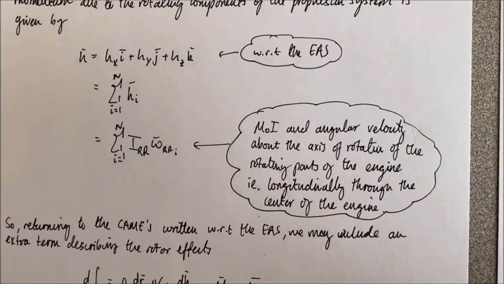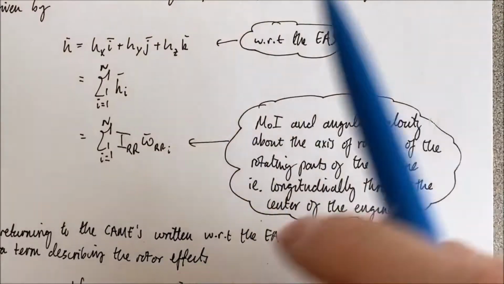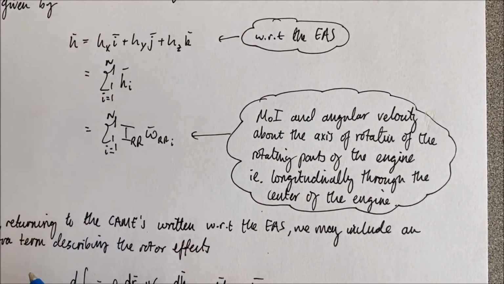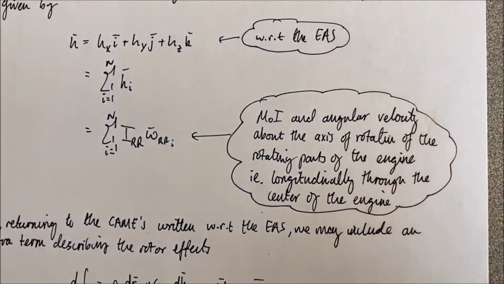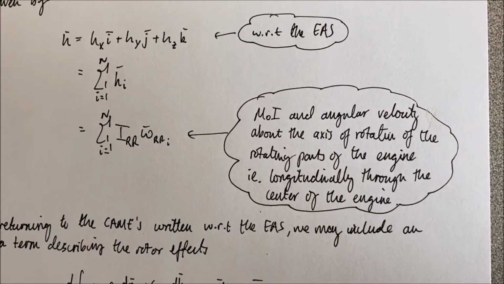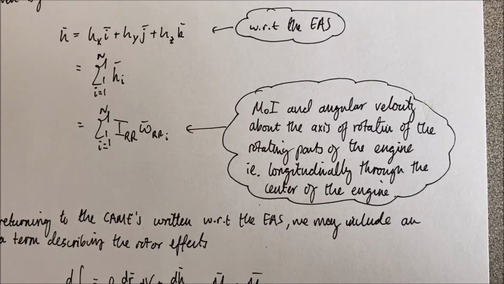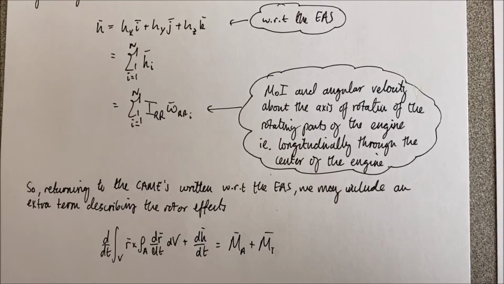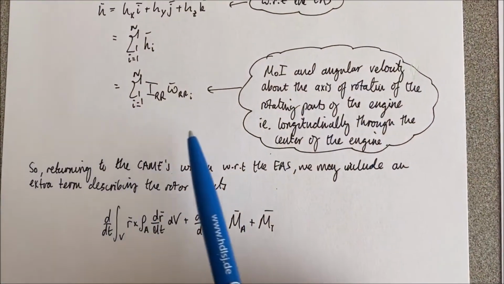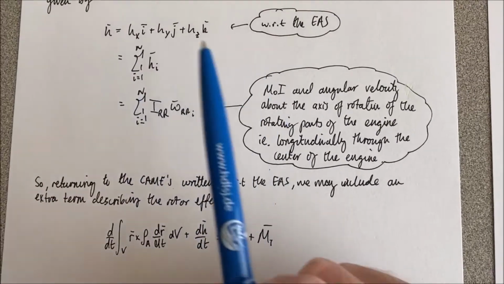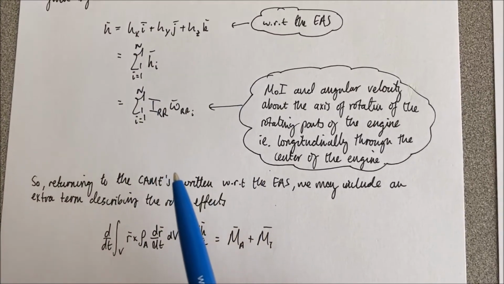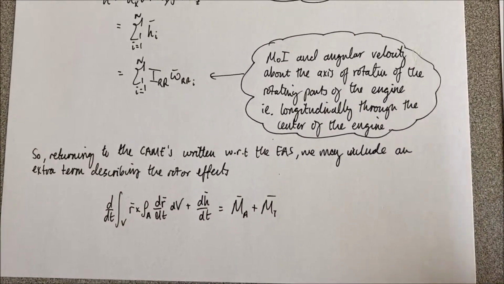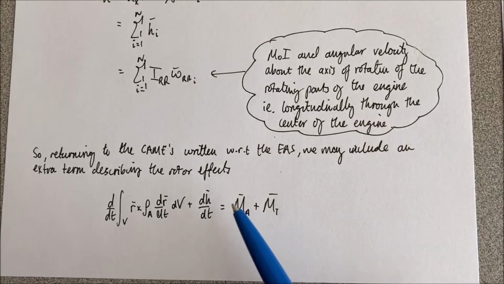about some axis. Now this axis, the R-axis, is basically the axis of rotation of the rotating part of the engine, right? So that will typically be the longitudinal axis through the center of the engine. So we may use those terms, or that little modification, to return to our conservation of angular momentum equations and include an extra term to describe the rotor effects, right?